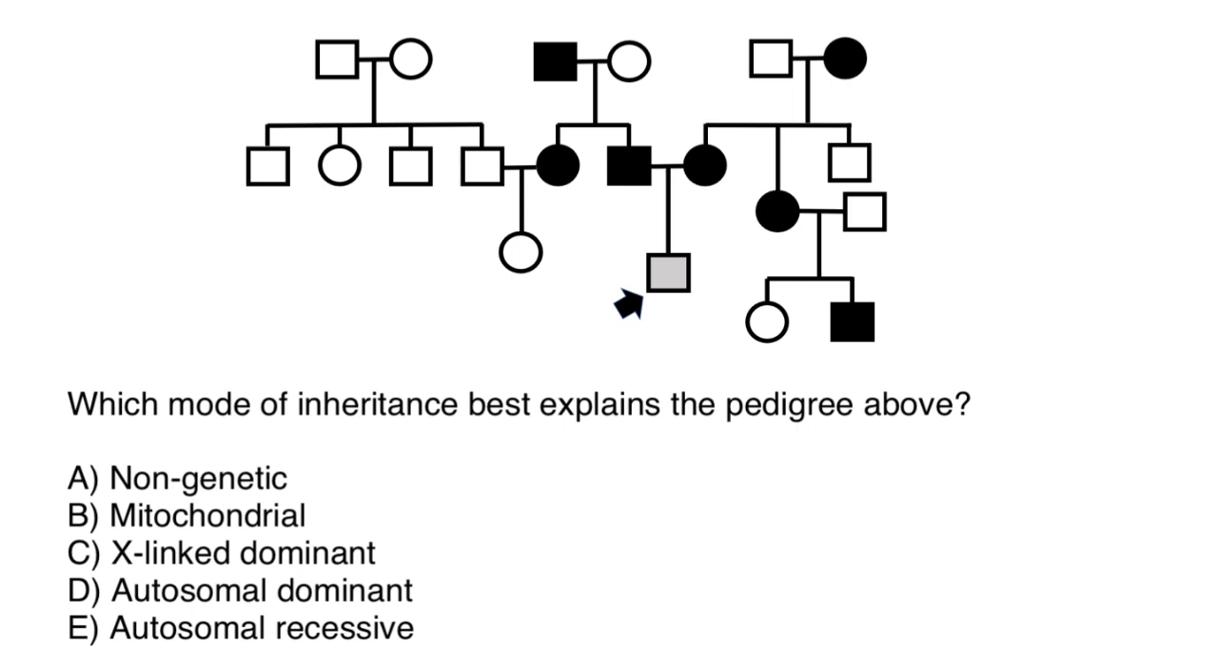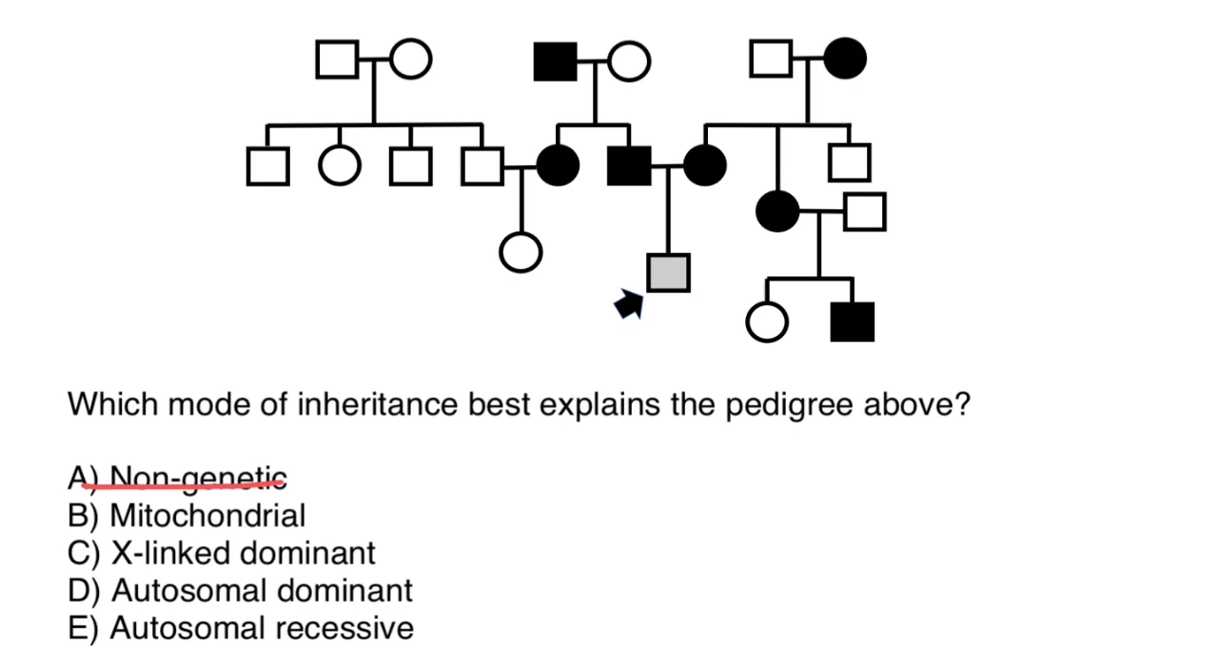So here is a pedigree. Which mode of inheritance best explains the pedigree above? Non-genetic, we usually use this explanation when we do not see a pattern which explains some of the popular modes of inheritance of genetic disease. Here I see a pattern, so this is not variant A.